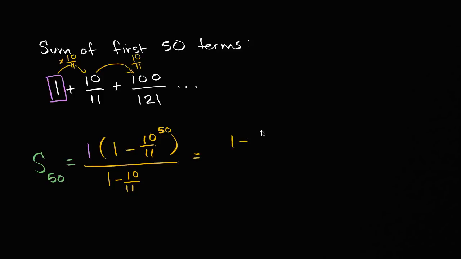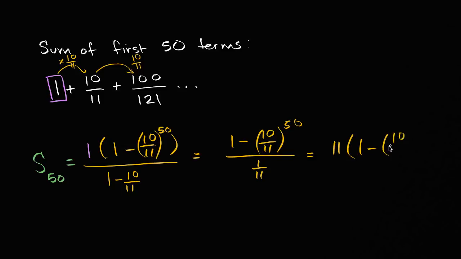This is going to be 1 minus, and let me put parentheses here just to make sure we're not just taking the 10 to the 50th power, so 1 minus 10 elevenths to the 50th power over 11 elevenths minus 10 elevenths, which is 1 over 11. That's the same thing as multiplying the numerator by 11. So this is equal to 11 times 1 minus 10 elevenths to the 50th power. You could try to simplify this even more, but this gets us pretty far. At this point, it is just arithmetic.